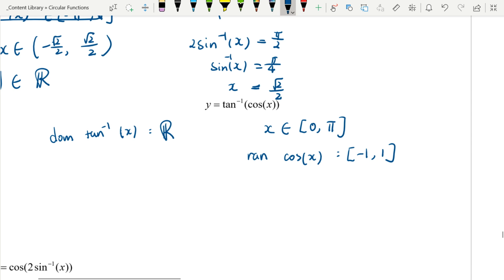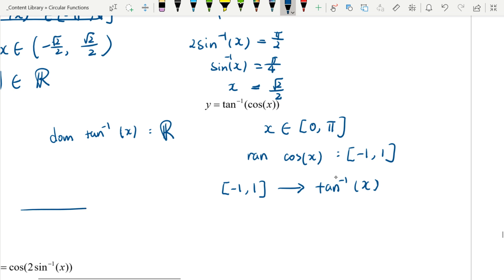And then we put this negative 1 to 1 into tan inverse. So that's what we get from the inner function, and we put that into tan inverse. That becomes the domain of tan inverse. Even though tan inverse got domain of R, the inner function cannot produce that many values. It cannot produce R for the tan inverse. So I can only have negative 1 to 1 as the domain of tan inverse for this question.